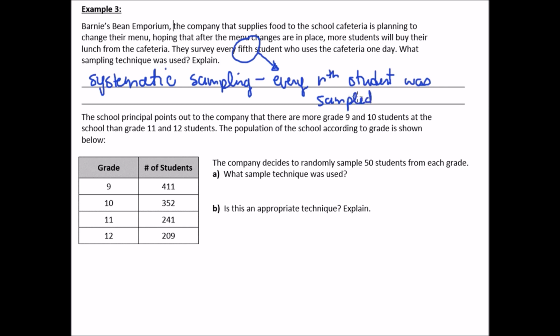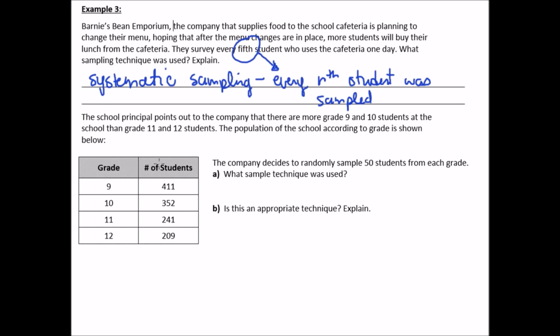Okay, so the school principal points out to the company that there are more grade 9 and grade 10 students at the school than there are grade 11 and grade 12 students. The population of the school, according to the grade, is shown here. So the company decides to randomly sample 50 students from each grade. Okay, what sample technique was used?